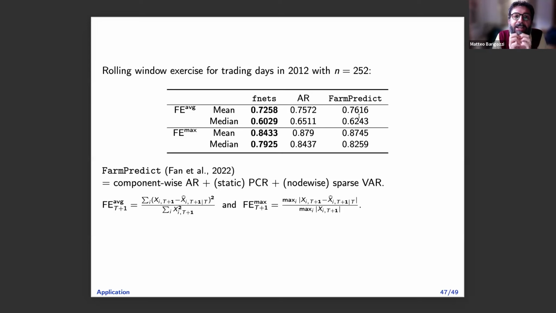So the forecast is done on a rolling window using only the trading days of 2012, and estimating with the data before. So these are 252 one-step ahead forecasts, okay? And then we computed two different error measures. This is the mean square error, okay?